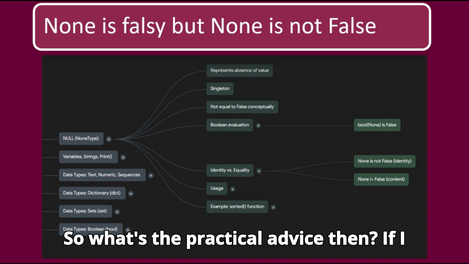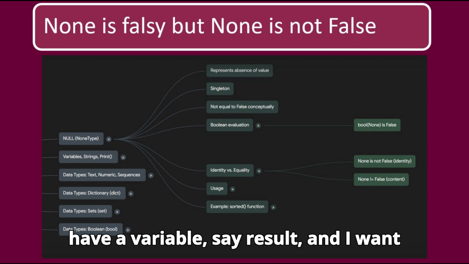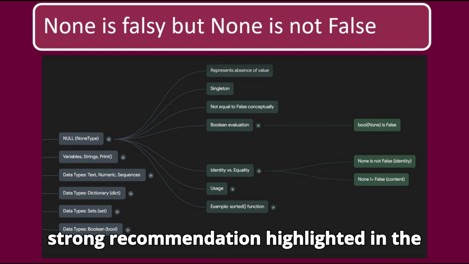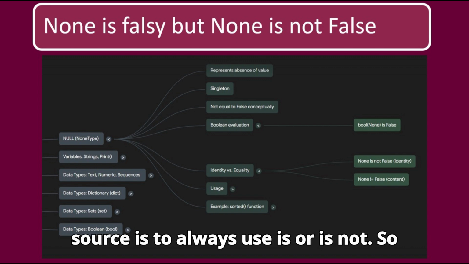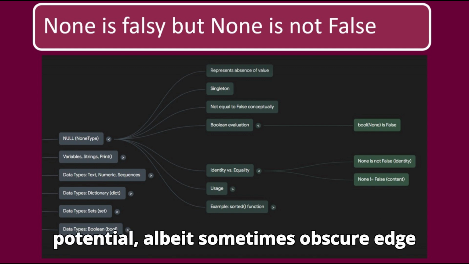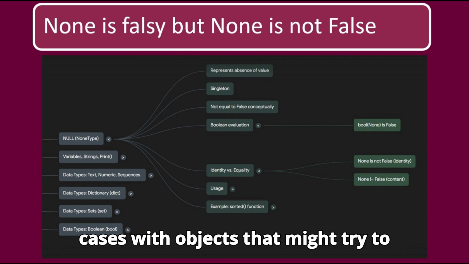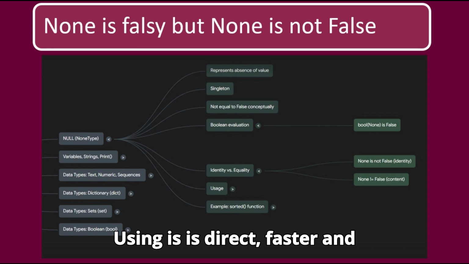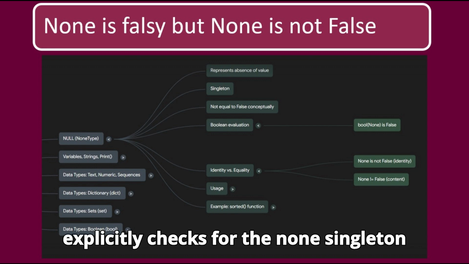Wow. So what's the practical advice then? If I have a variable, say a result, and I want to know if it's specifically None. The strong recommendation, highlighted in the source, is to always use is or is not. The main reason is clarity and avoiding potential, albeit sometimes obscure, edge cases with objects that might try to overload the == operator in weird ways. Using is is direct, faster, and explicitly checks for the None singleton object itself.